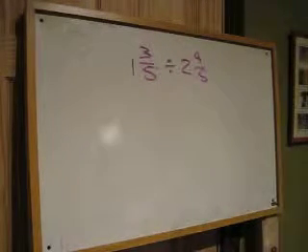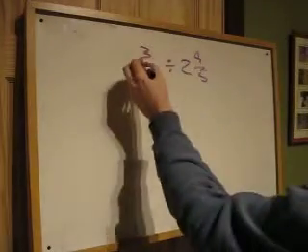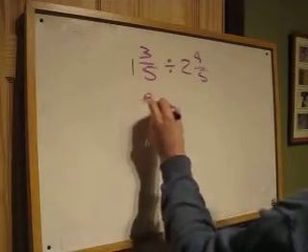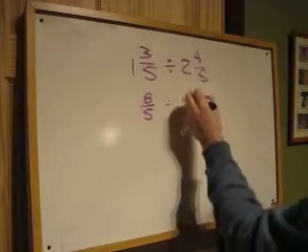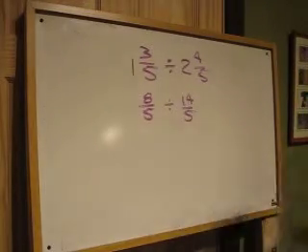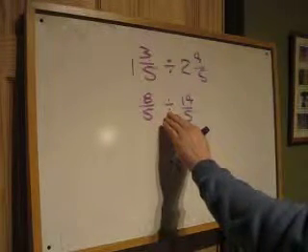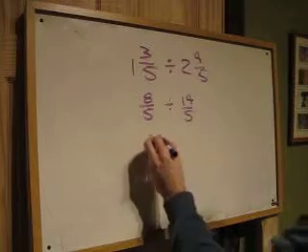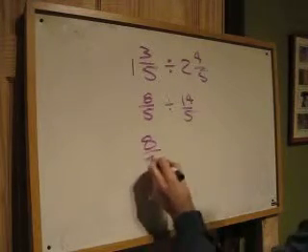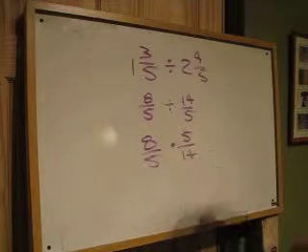Okay, so before you do anything, you change to an improper fraction. 5, 6, 7, 8. And we're going to leave our division sign. 10, 14 over 5. Okay, now we change our division sign to a multiplication sign, and we take our 14 over 5, take the reciprocal of it. So we're just going to write 8 over 5 times 5 over 14.